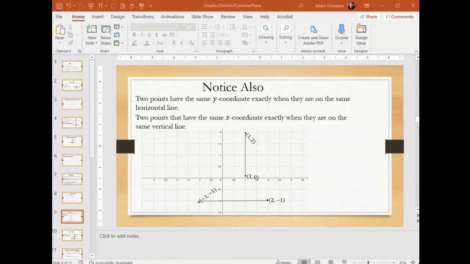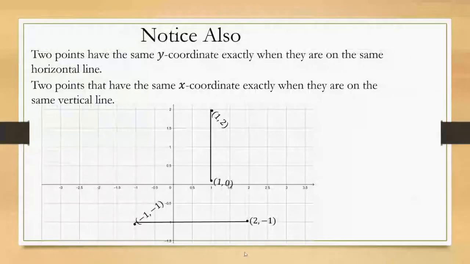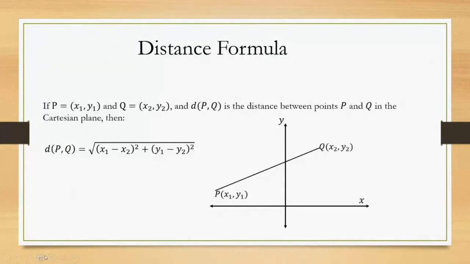So now we're going to see the formula for determining the distance between 2 points in the Cartesian plane. Suppose now you have 2 points, P and Q. So let's say you have 2 points here, P and Q.